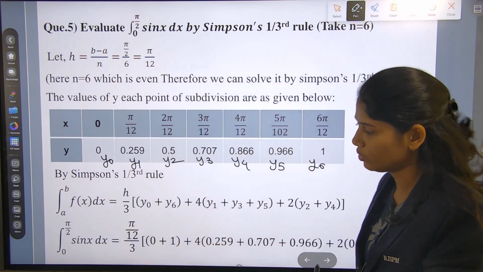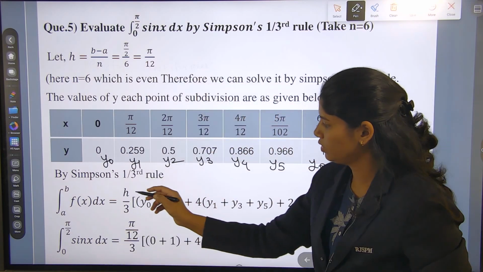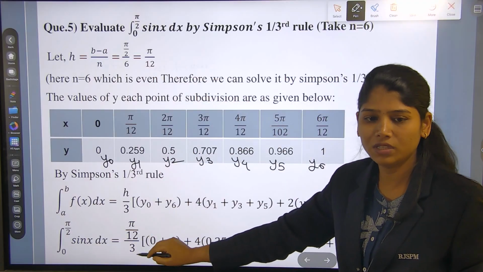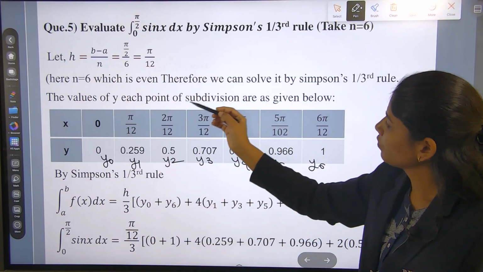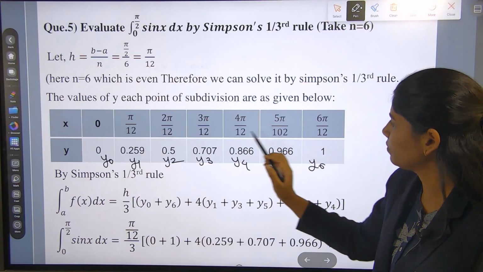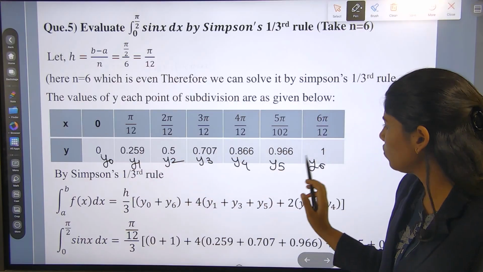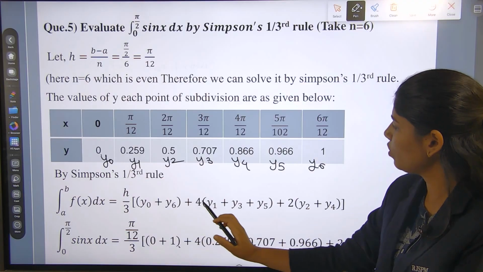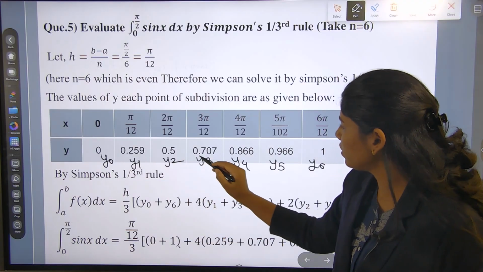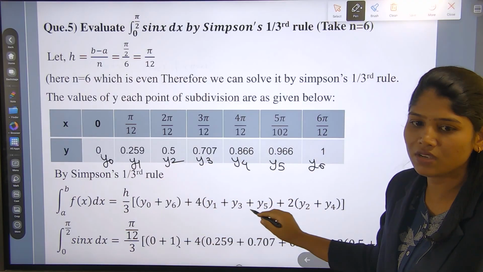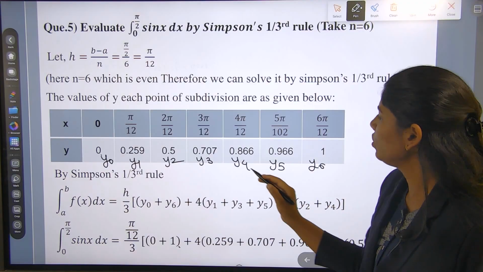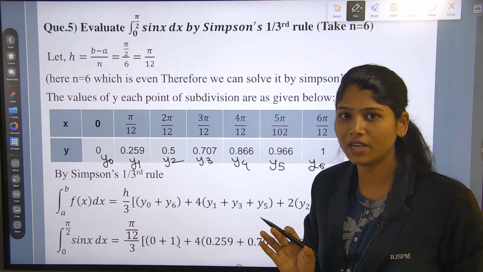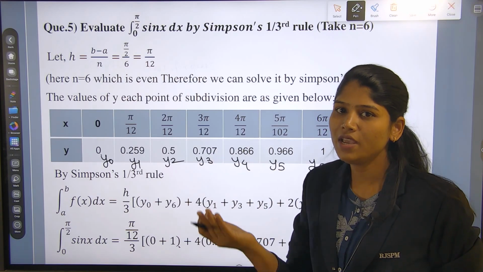Simpson's 1/3 rule, h upon 3. So value of h is π/12 upon 3 in bracket. First term plus last term, y0 plus y6, 0 plus 1, plus 4 into odd terms y1, y3, y5 उनकी सम लेना है, plus 2 into even terms y2 and y4. even terms लेते वक्त देखना है फर्स्ट एंड लास्ट टर्म उसमें से एक्सक्लूड होना चाहिए.